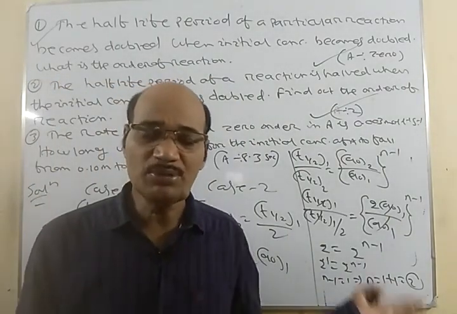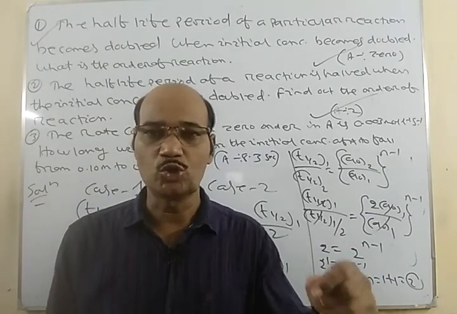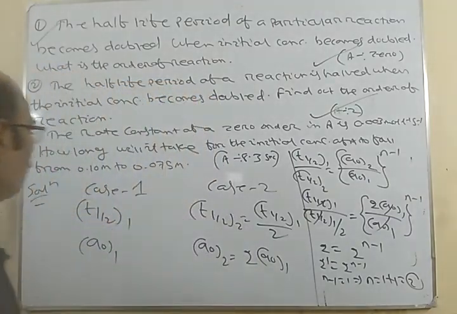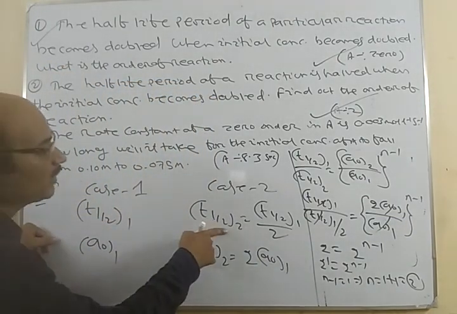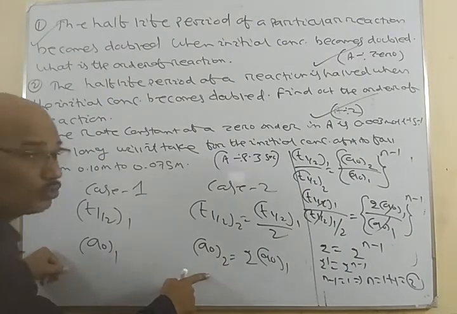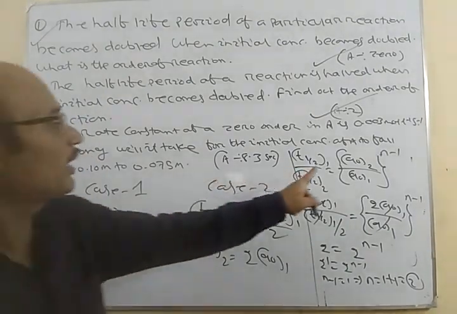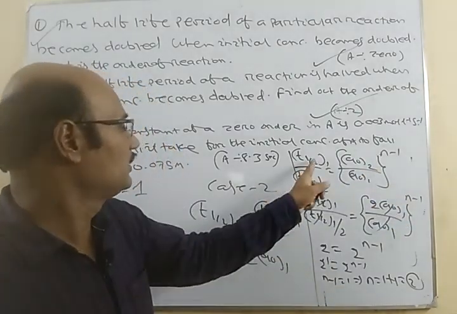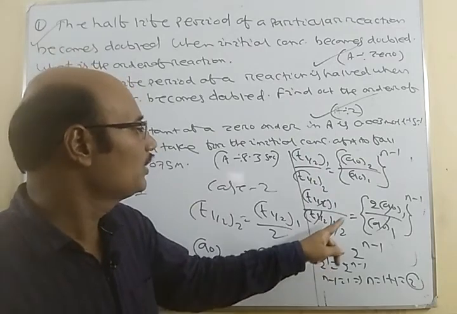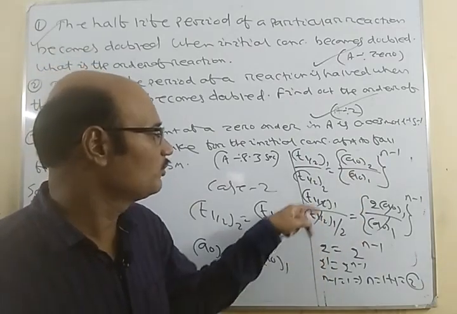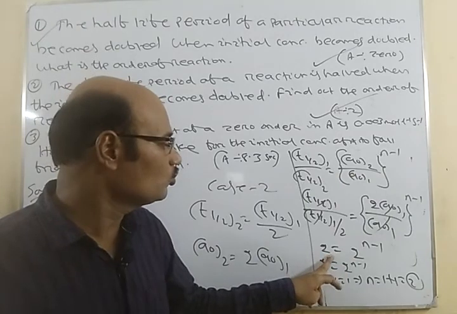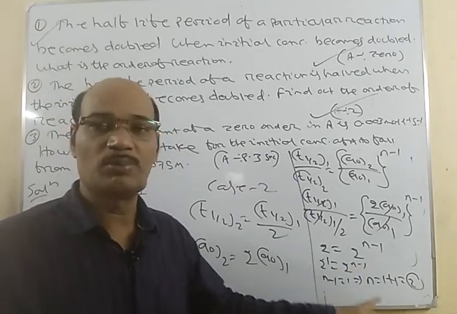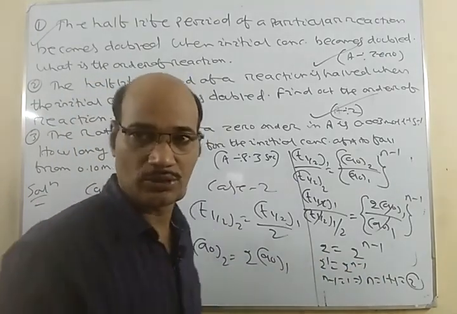Okay. So for the same formula, T half 1 by T half 2 equal to A02 by A01 to the power of n minus 1, we can determine the order of the reaction. Here you see we have taken T half 1, but T half 2 equal to T half 1 by 2, and A01, A02 equal to 2A01. Now, when we put the formula, in case of T half 2 we have T half 1 by 2, in case of A02 we have 2A01. When we put this in the formula, we get 2 equal to 2 power n minus 1, or you can write 2 power 1 equal to 2 power n minus 1. So n equal to 1 plus 1 is 2. This is a second order reaction.